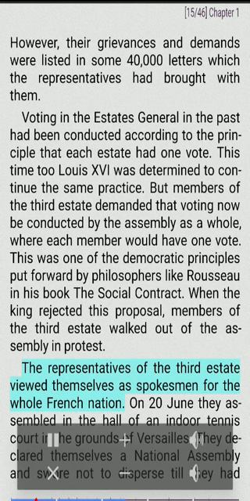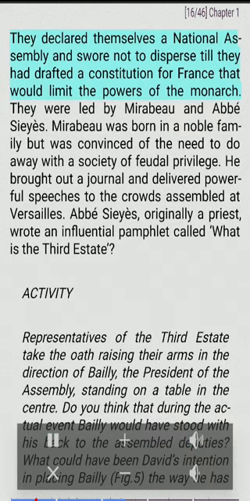This was one of the democratic principles put forward by philosophers like Rousseau in his book The Social Contract. When the king rejected this proposal, members of the Third Estate walked out of the assembly in protest. The representatives of the Third Estate viewed themselves as spokesmen for the whole French nation.